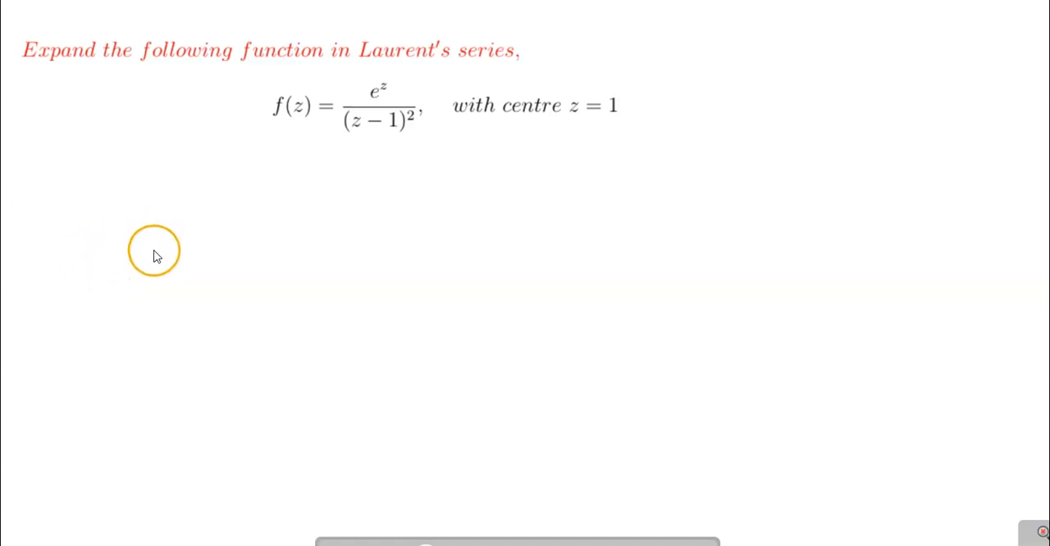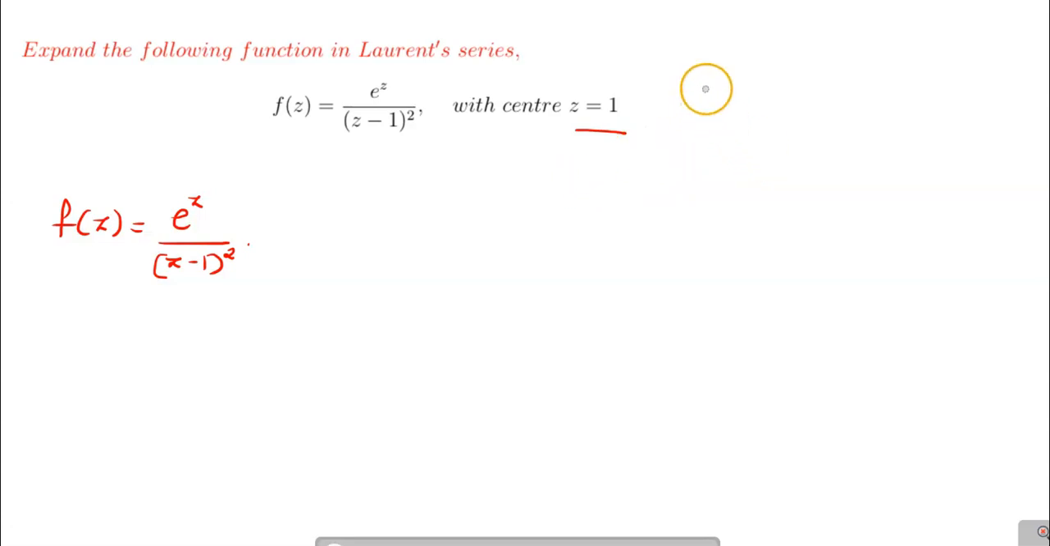Expand the following function in Laurent series. The function is given by e raised to z divided by (z minus 1) all square, with the center z is equal to 1. So the function is f of z is equal to e raised to z divided by (z minus 1) all square. Now we have the center z is equal to 1 here.